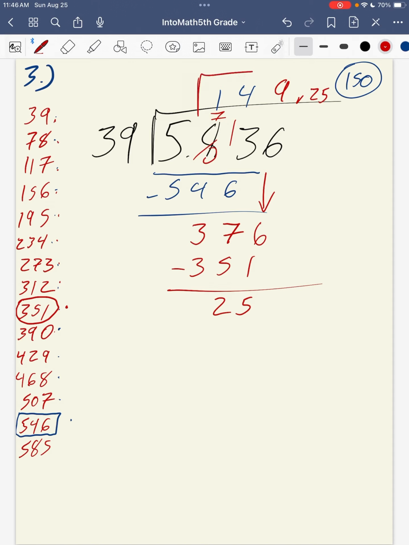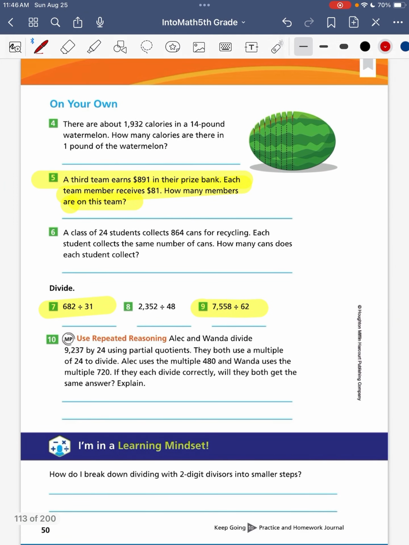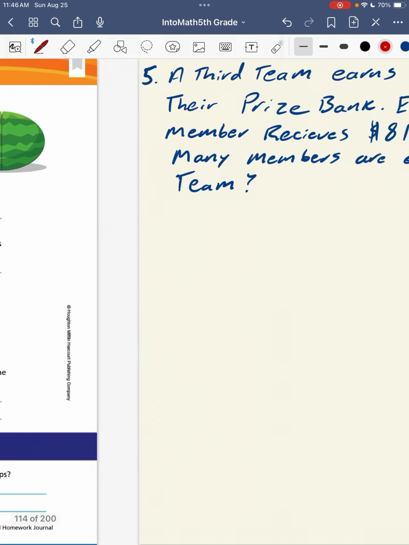All right, this seems much better, much more reasonable than the last time I did it. Our answer is 149 with a remainder of 25. Yes, it took us a while. Yes, we made mistakes, but we can check our work and work backwards through it. We have 3 more problems that we're going to be doing together on page 50, questions 5, 7, and 9.